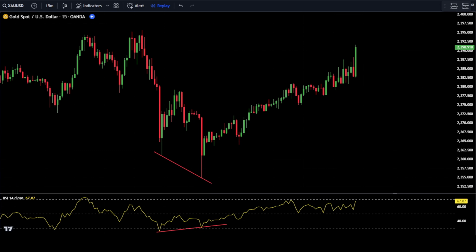On the other hand, bearish divergence is a situation where the price forms a higher high or a new highest point, while the indicator forms a lower high or a highest point that is lower than the previous highest point.